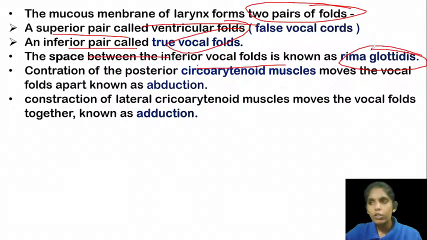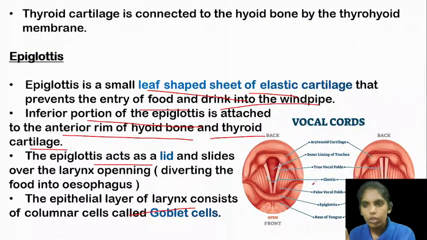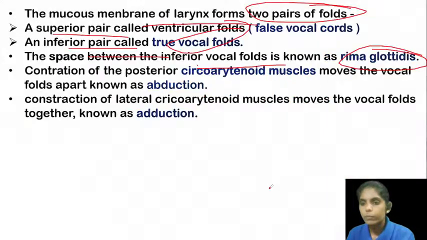Before that, why are the superior ones false? These superior ones are not involved in voice production. They are not capable of producing voice, whereas the inferior vocal cords, that is the true vocal cords, have the ability to produce sound. So that's why the true and false differentiation. And the space present here, so these are the vocal cords. Here the space is present, right? This space is known as the glottis, and these strap-like structures are the true vocal cords.